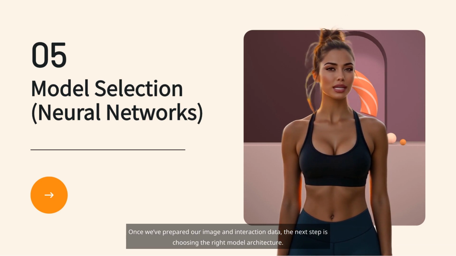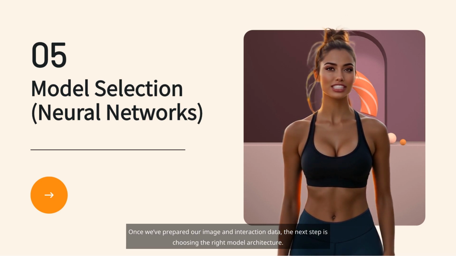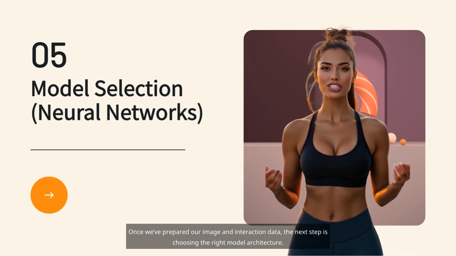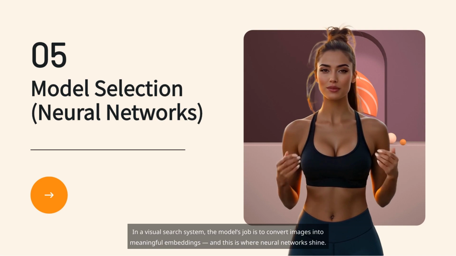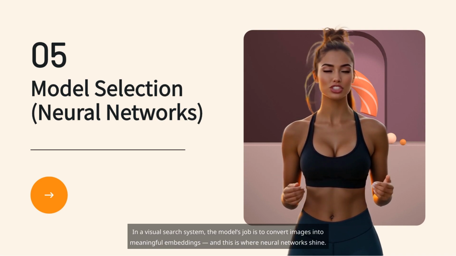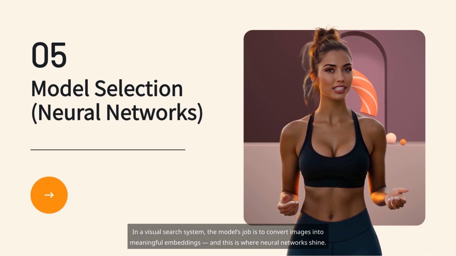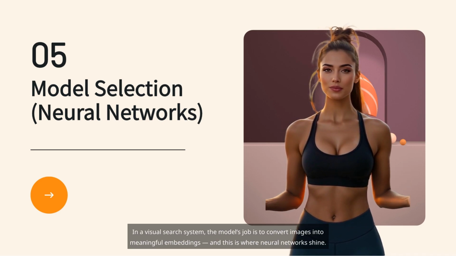Once we've prepared our image and interaction data, the next step is choosing the right model architecture. In a visual search system, the model's job is to convert images into meaningful embeddings, and this is where neural networks shine.